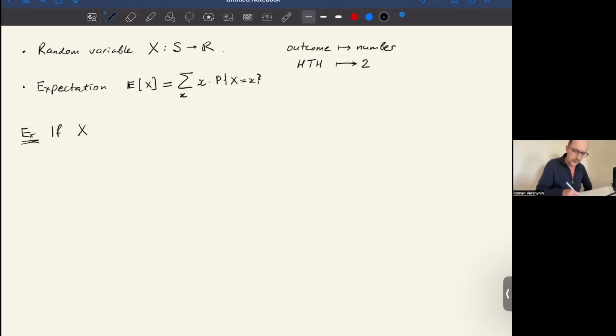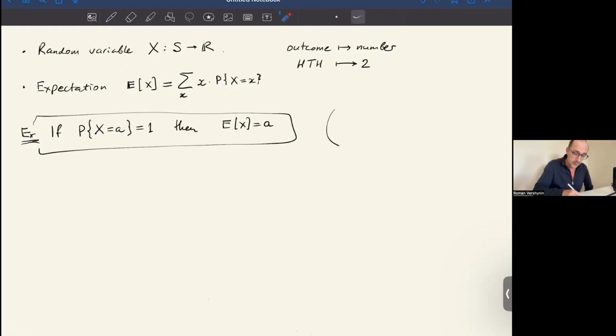Suppose a random variable X takes the same value, let's call it a, with probability 1. For instance, you ask people in the street, how old are you? And they always respond, 18. What's the expected value of the age then? Well, it's going to be 18, because the random variable is 18 deterministically. So the expected value should be a in this case. And to see this, just apply this formula. So the sum will consist of a single term, a, times the probability that X equals a, which is 1, and we get the result.